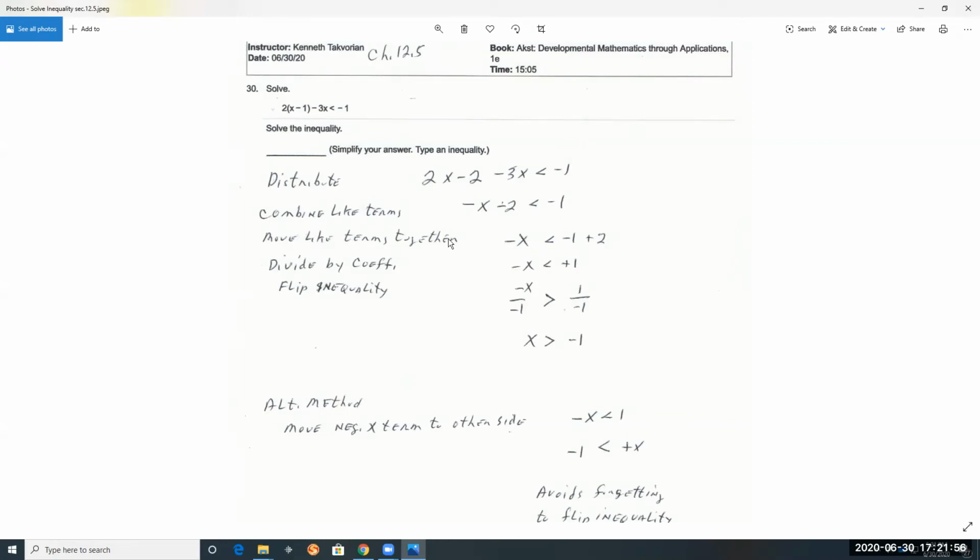We need to move like terms together. Minus x is less than minus 1 plus 2, which is equivalent to saying minus x is less than plus 1. Again, we need to get rid of the negative coefficient by dividing both sides by negative 1. Therefore, we have to flip the inequality symbol. So we went from less than to a greater than. x needs to be greater than minus 1.